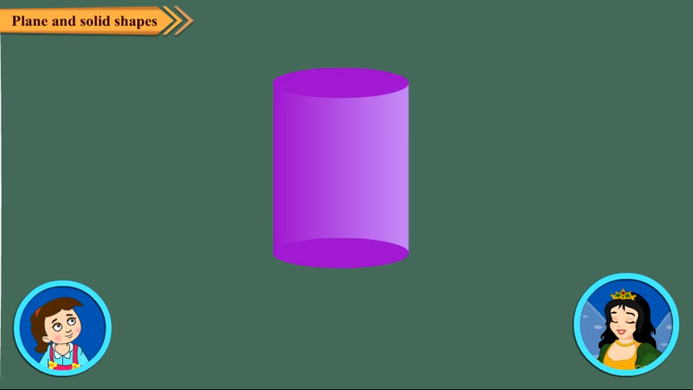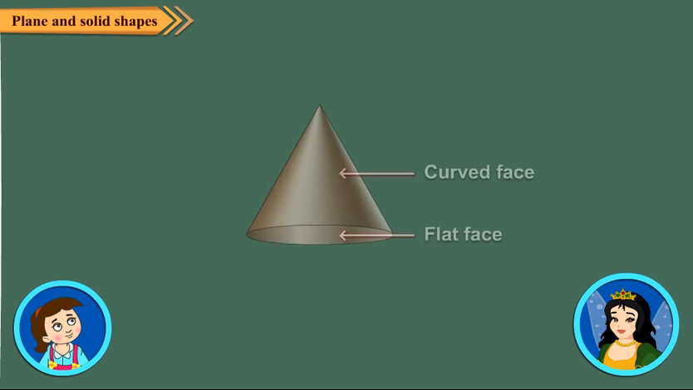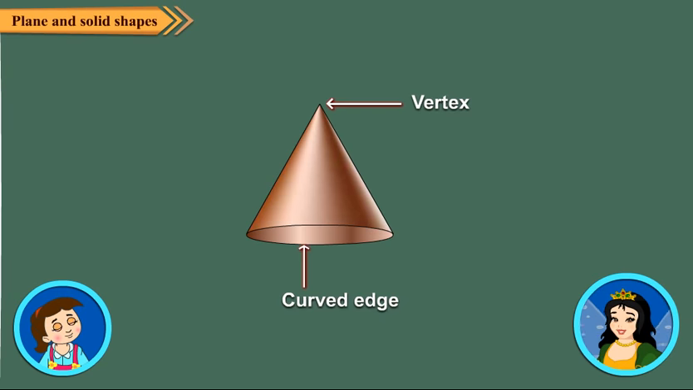Now take a look at this shape. It is like a can or drum. It is called a cylinder. It has 3 faces, 2 flat and 1 curved. It has 2 curved edges and no vertex at all. This shape has 2 faces, 1 flat and 1 curved. It also has one vertex and one edge. It is a cone.